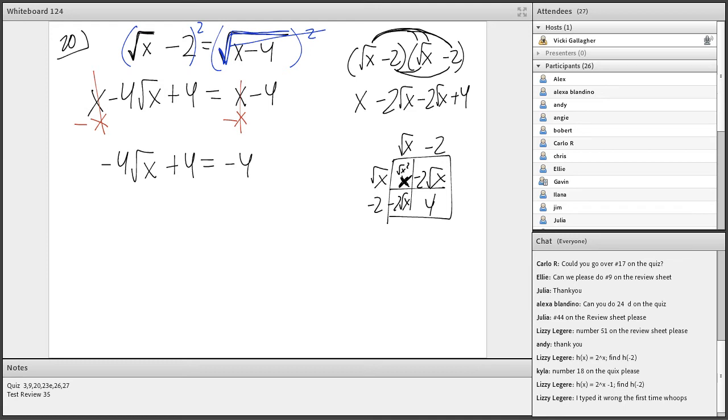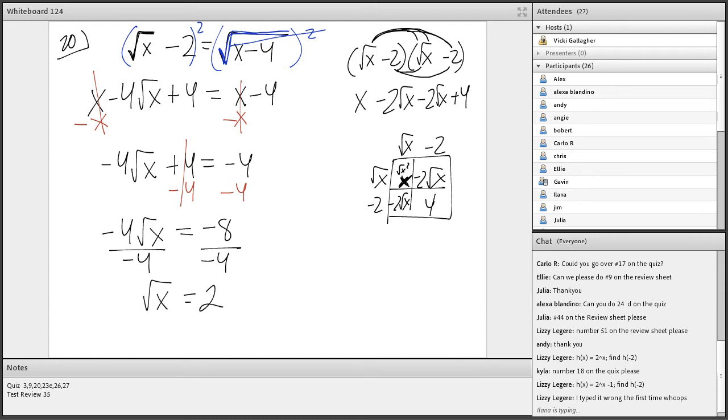Next, I'm going to take the plus 4 and I'm going to subtract it on both sides. Now for that one, the positive 4 and the negative 4 cancel, but a negative 4 and another negative 4, those don't cancel. Negative 4 and negative 4 makes negative 8. I'm going to divide by the negative 4 to get the rad x by itself. And as a final step, I'm going to square both sides to get rid of this square root, and I now have my final answer. My final answer is x equals 4.